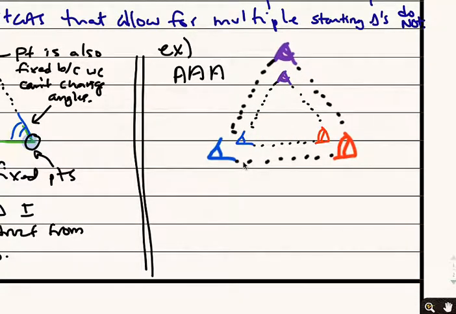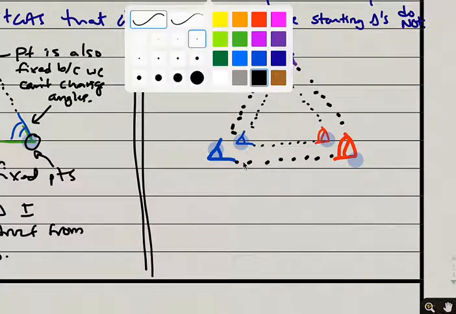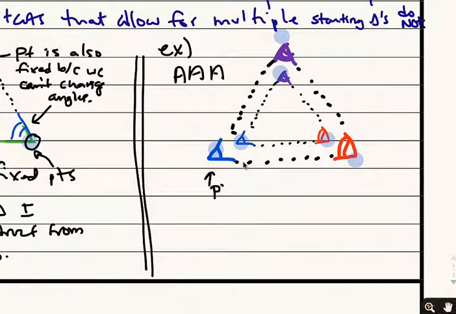So, even though the angles are fixed, these points are not fixed. Okay, if they're not fixed, that means I can make more than one triangle out of the same information.